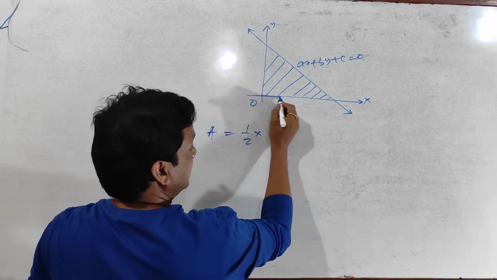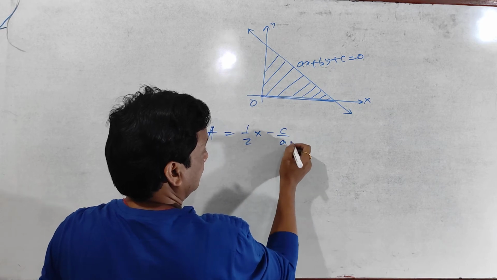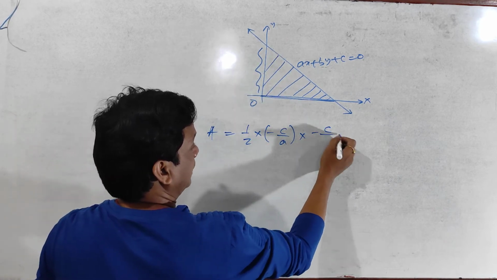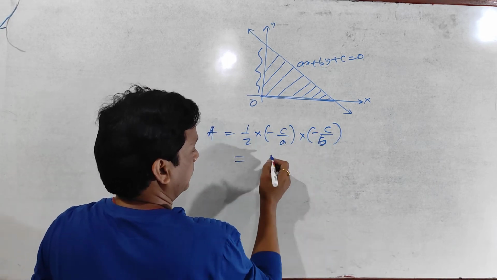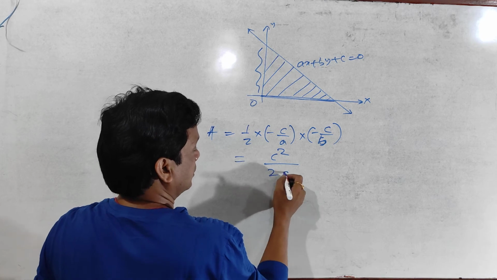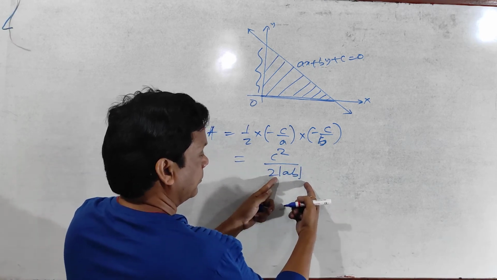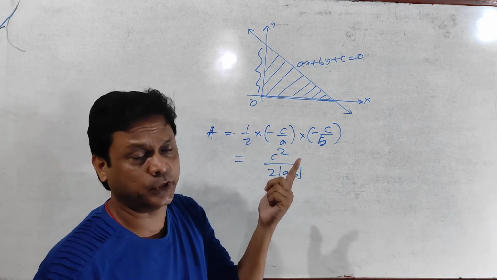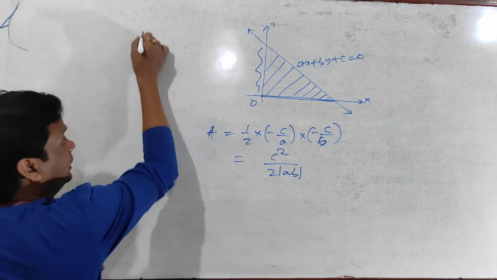Here the base is the x-intercept. And what is the x-intercept? Minus c by a. And the y-intercept is minus c by b. So the area will be half of c square by ab, so you should take its mod. Either take mod here or on the total. Because c square is positive and 2 is positive, I am taking the mod of ab. Directly you can write c square by twice the mod of ab.